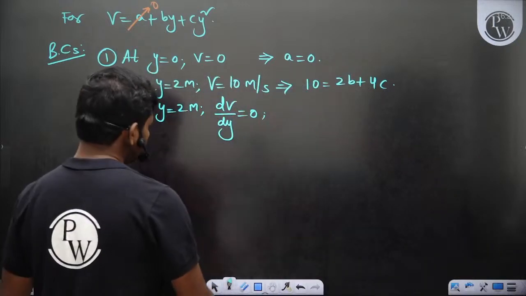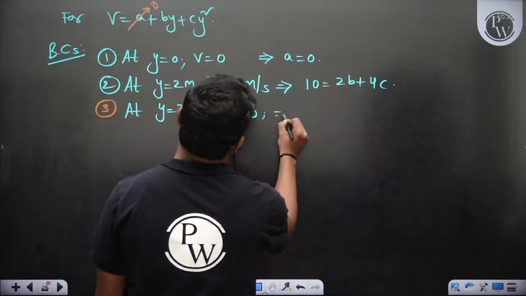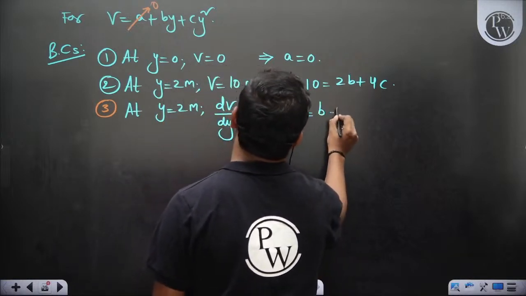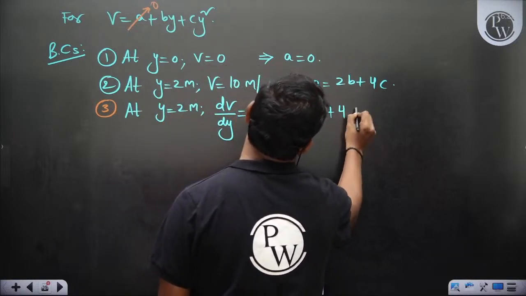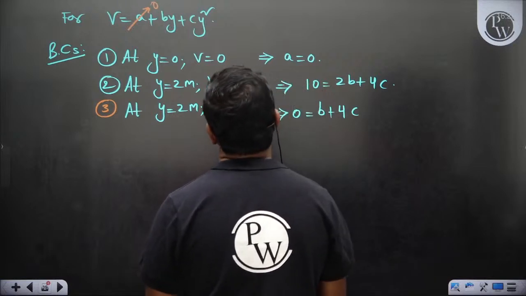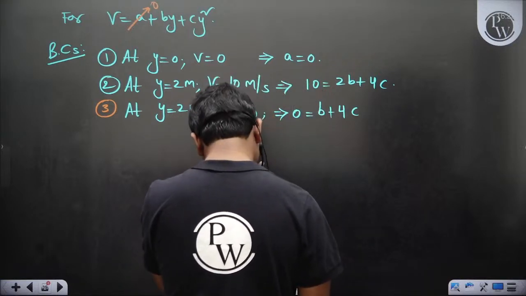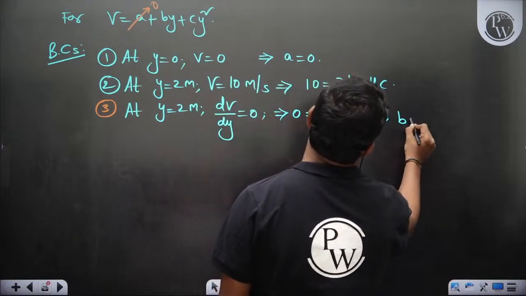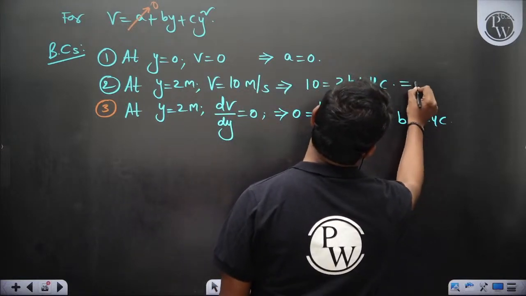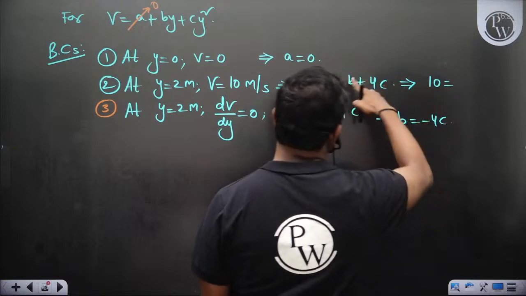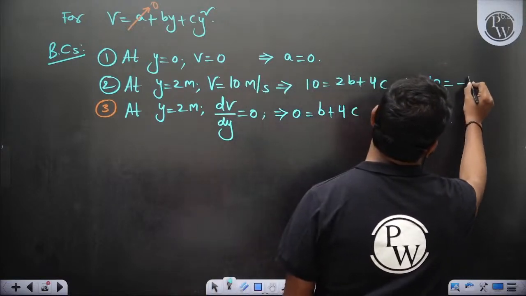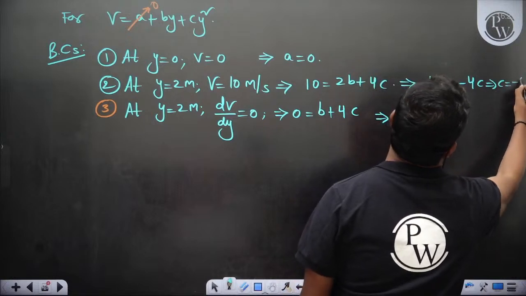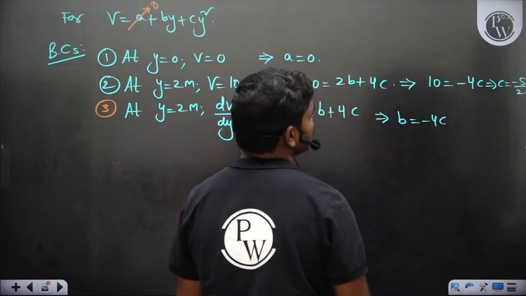Now let's see in this question. So if you differentiate, b plus 2cy, and if you put y equal to 2, you have 4c. So this gives you b equal to minus 4c. So this gives you 10 is equal to minus 8c plus 4c. So minus 4c. So c equal to minus 5 by 2. Correct? c equal to minus 5 by 2.